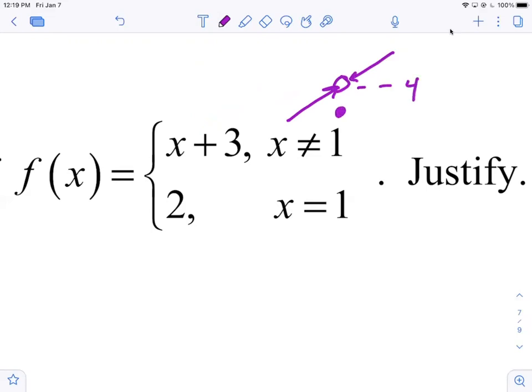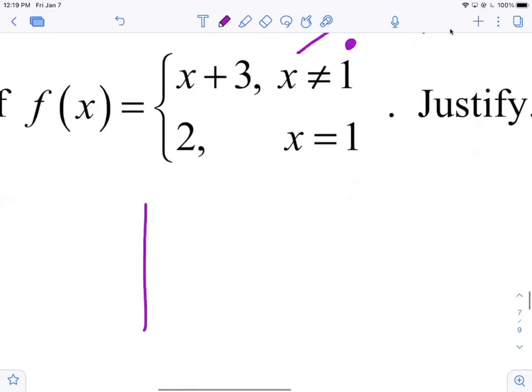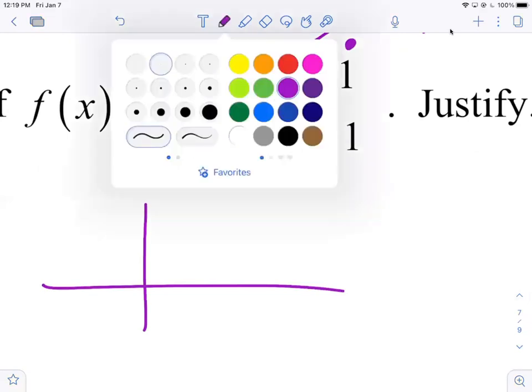Remember, if it's not equals, you don't have to do the left and right side of the limit separately because it's the same function from both sides. You can just use direct substitution. So we know we have a hole there. Well, let's just actually sketch it, okay? Do a little bit better than just what we did up above there to get an idea.